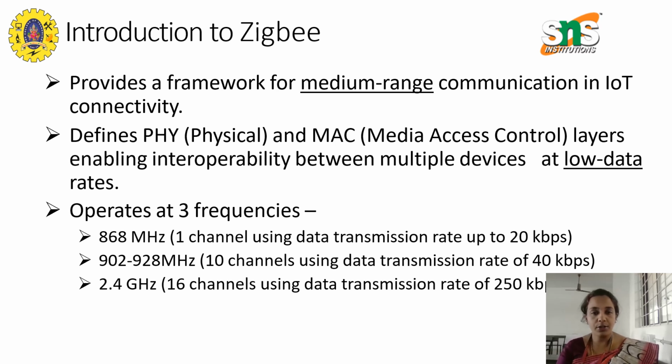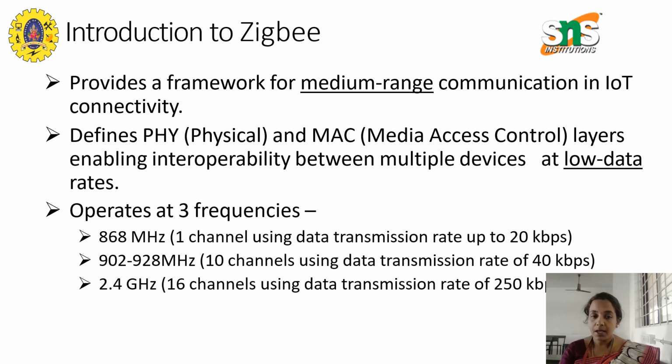So here is an introduction to the Zigbee communication protocol. It provides a framework or medium for short-range communication in IoT connectivity. It defines the PHY, which is the physical medium to send data from the sender to the receiver, and the media access control layer to enable interoperability between multiple devices at a low data rate. It operates at three frequencies.